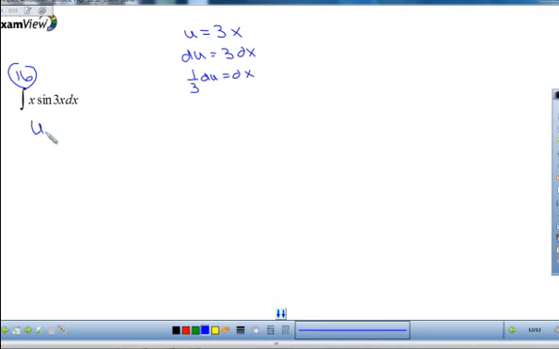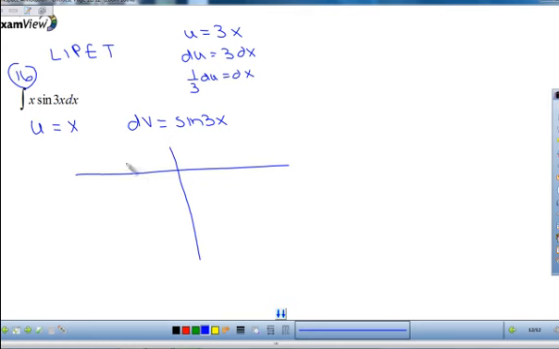To determine if I can use the shortcut, I have to see whether u is going to go to 0 or not. The way I determine u is by using LIPET: logs, inverse trig, polynomial, exponential, and trig. Polynomial is before trig, so I'm going to let u be x and dv be sine of 3x. So x will eventually go to 0, and I'm going to use the shortcut.